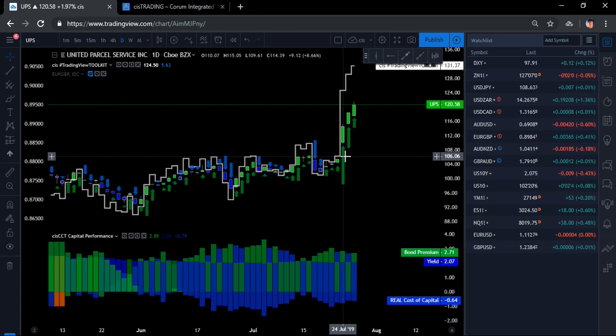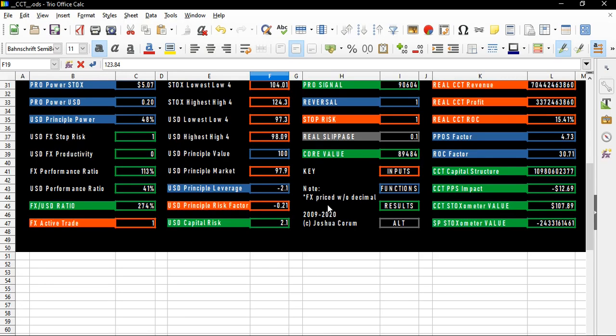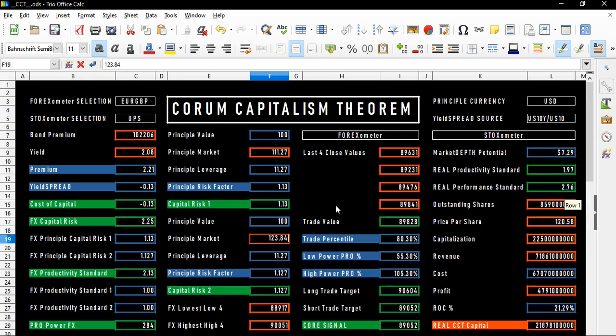All right? So that's what UPS looks like on the CIS Trading View Toolkit with the potential of a Prometrics reversal coming. That's what it looks like on the Trading View Toolkit indicator system. And that's what it looks like on our CIS CCT capital performance indicators and our Quorum Capitalism Theorem Pro Calculator TradeFOCUS statistical spreadsheet.